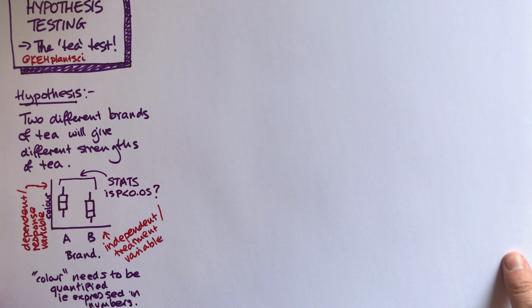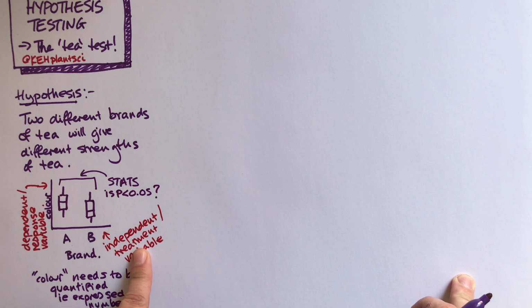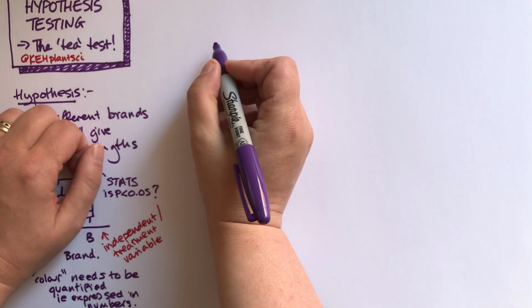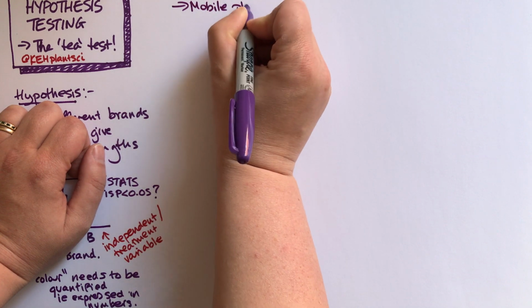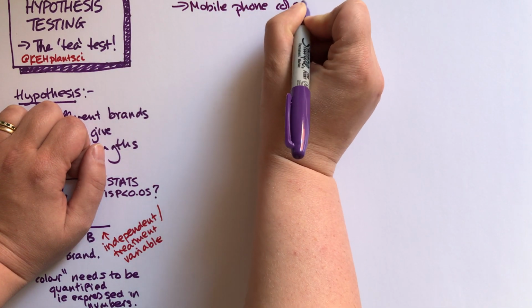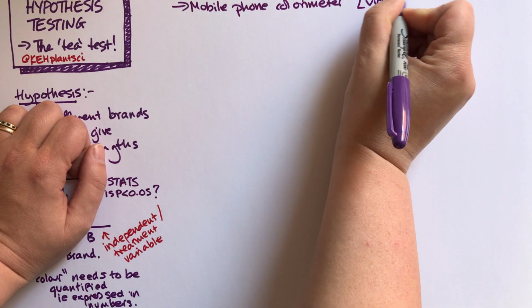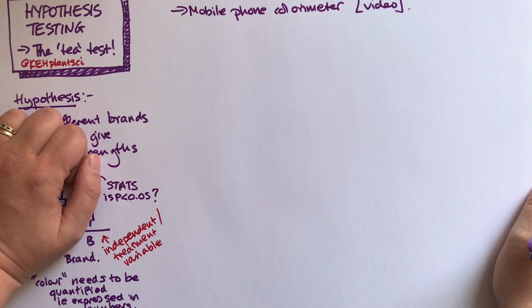Okay, so this is my experimental question. I've got a hypothesis: my two different brands of tea are going to give different strengths of tea. This is the type of graph that I'm aiming for at the end of it. My independent variable is the brand, and my dependent variable in this case is the colour. I'm going to base the rest of this on the mobile phone colorimeter method, which has another video that you can look at on my YouTube channel.